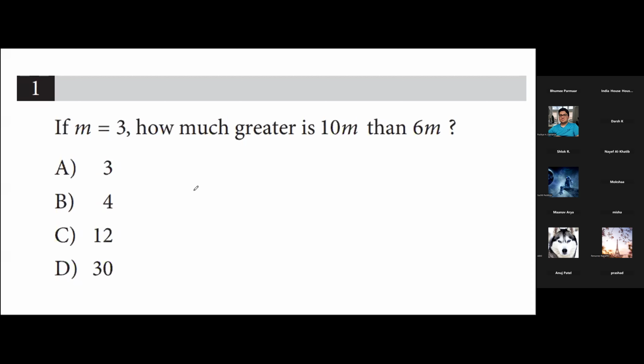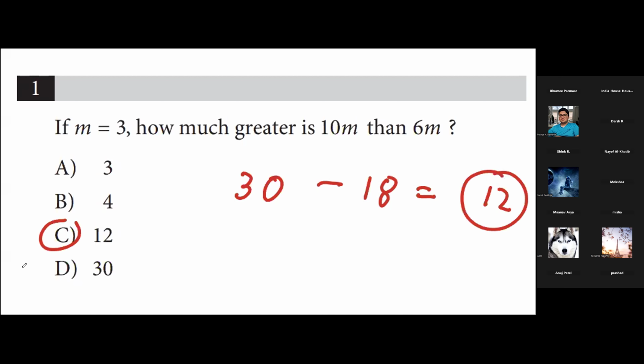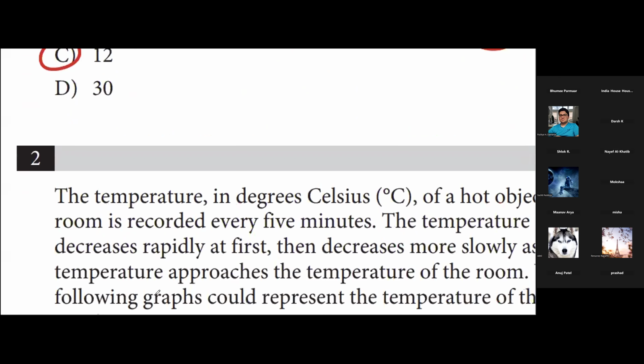All right, so for question one, if m is 3, how much greater is 10m than 6m? You just plug in. So 10 times 3 is 30, and 6 times 3 is 18. How much greater is 10m? So 30 minus 18 is equal to 12. So the correct answer is answer choice C. Okay, question two.